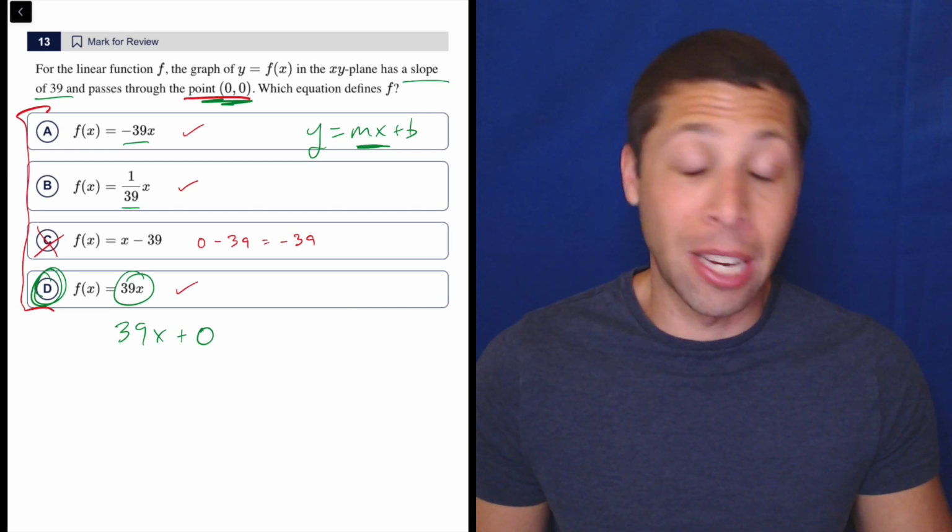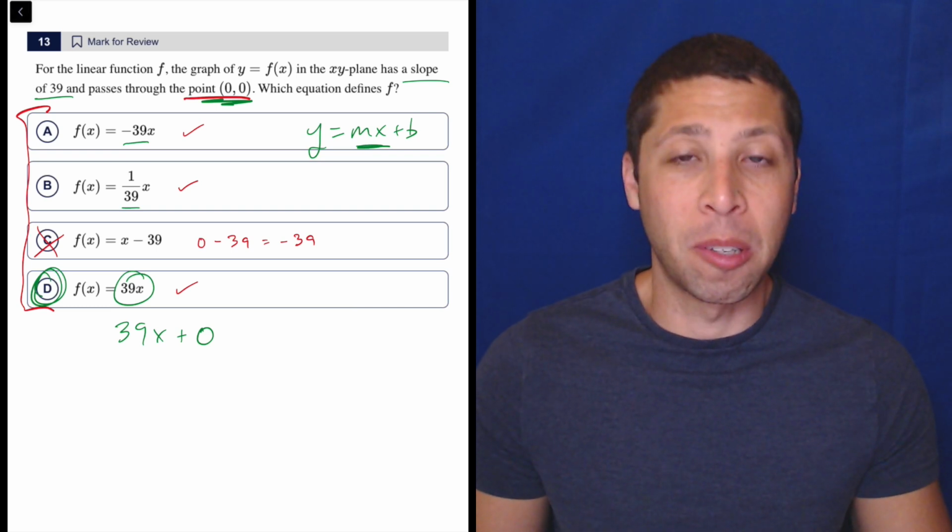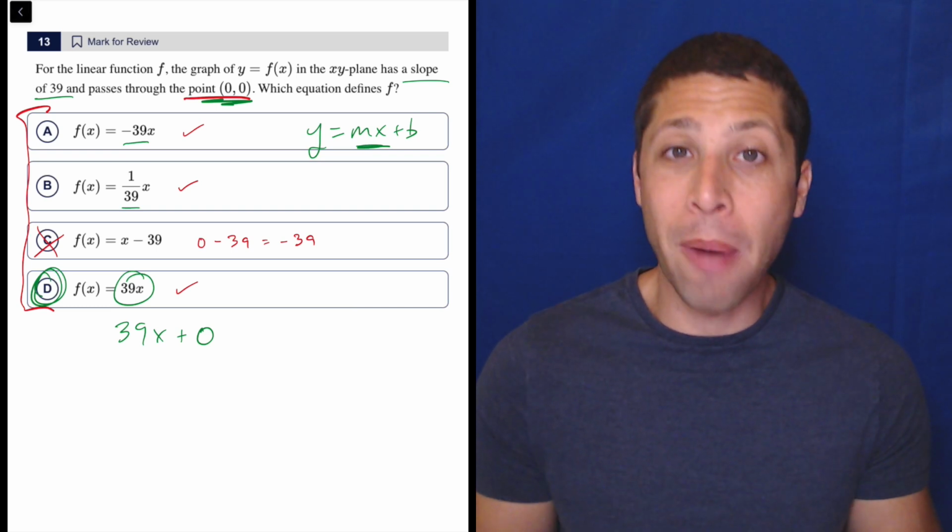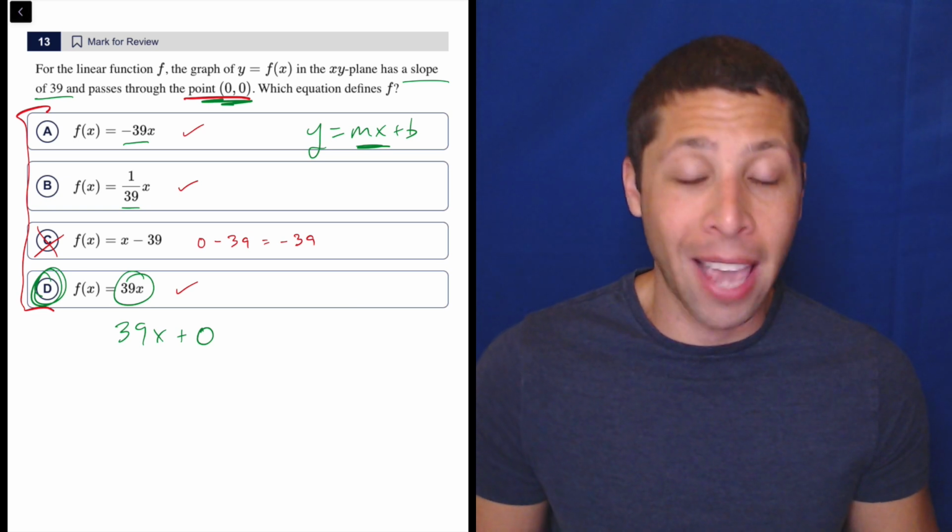There will be many harder questions that involve y equals mx plus b. So you need to be comfortable with it for all the modules of the SAT because it's going to come up again and again and again.